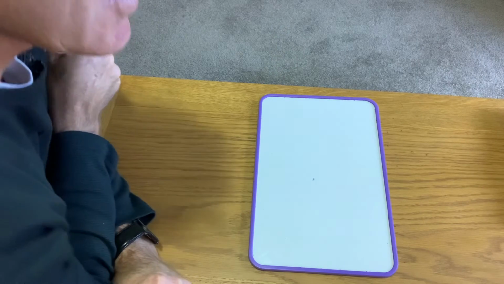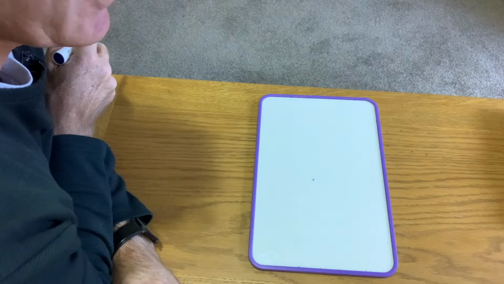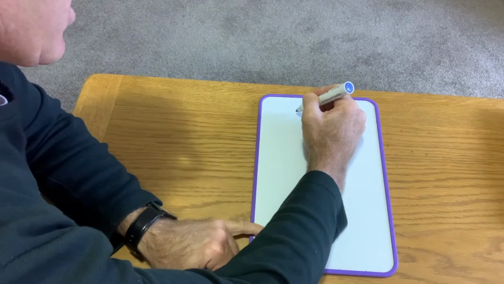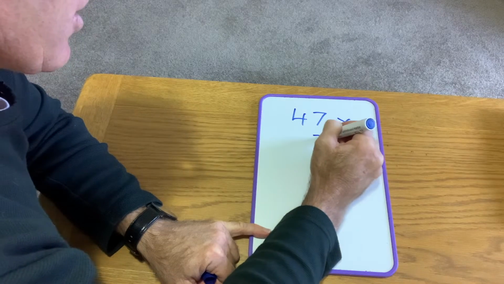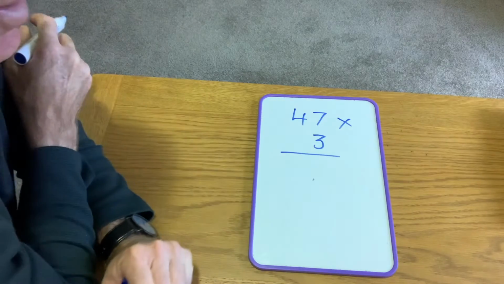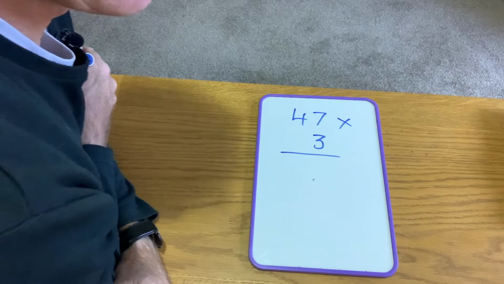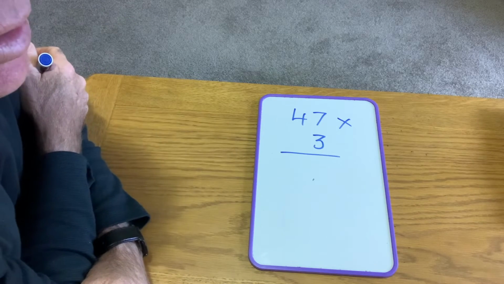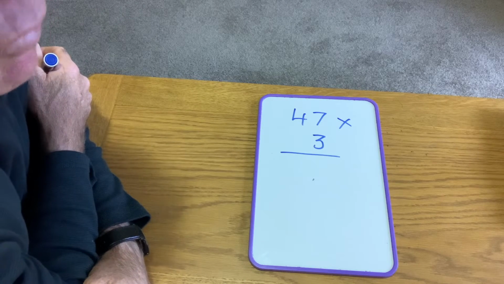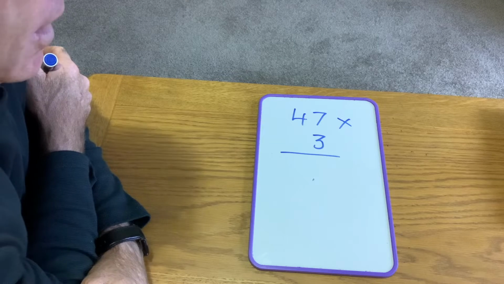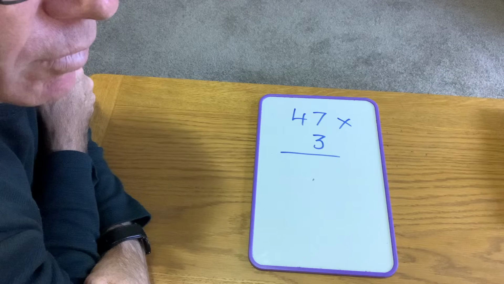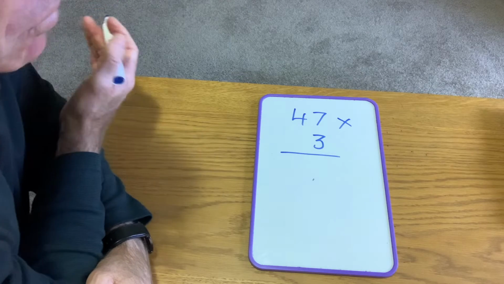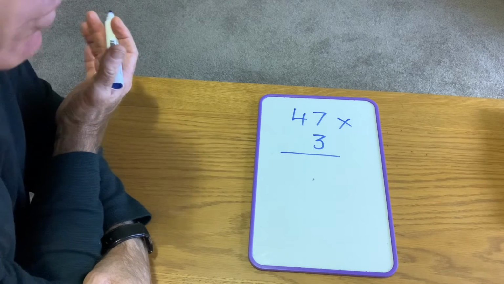Right, hello, this is one way of doing multiplication. I'm going to do two digits, a random number, 47 times 3. I've seen lots of different ways of doing it. I'm just going to share with you the method that I've found successful with my teaching, and it seems to work with the kids. Many people might have alternative ways of doing it. This is just one way that I've found works for me.